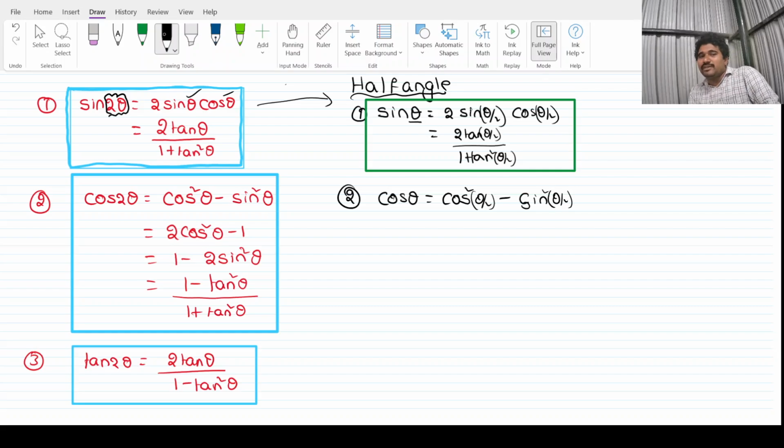Actually, this is not my duty to teach here. This is our 11th class stuff, right? These are a must you should know for differentiation. That's why I am touching on it here itself. If you didn't remember, you cannot do one kind of questions in differentiation, integration.